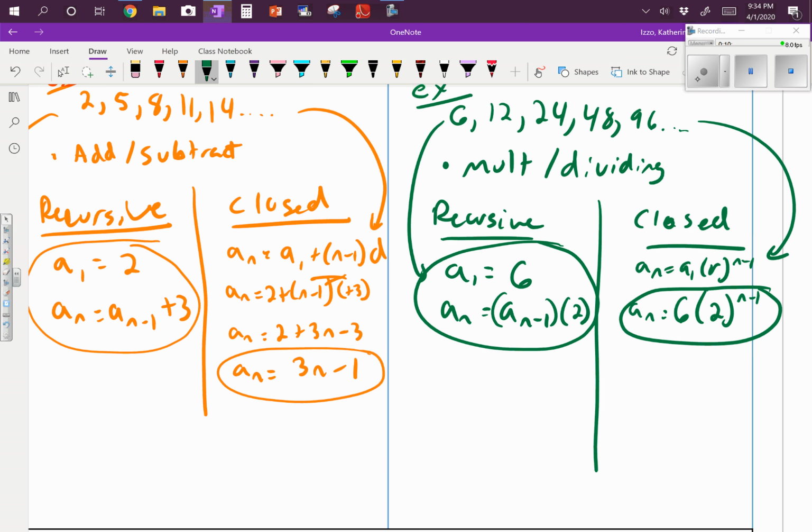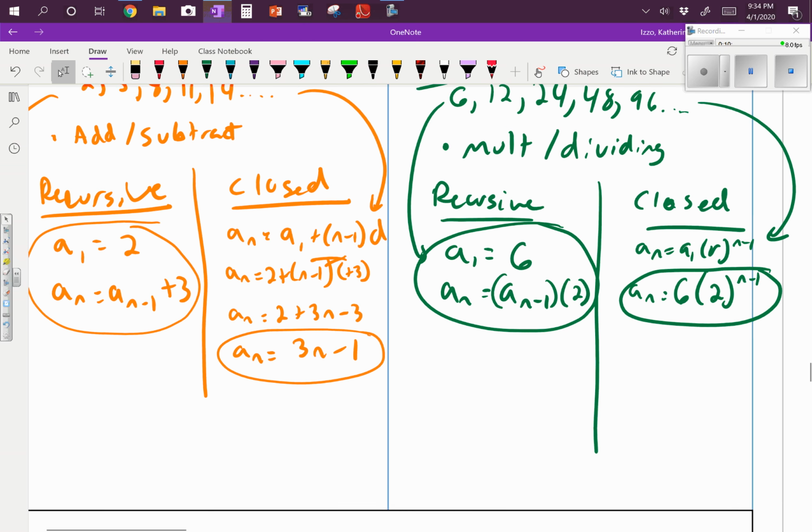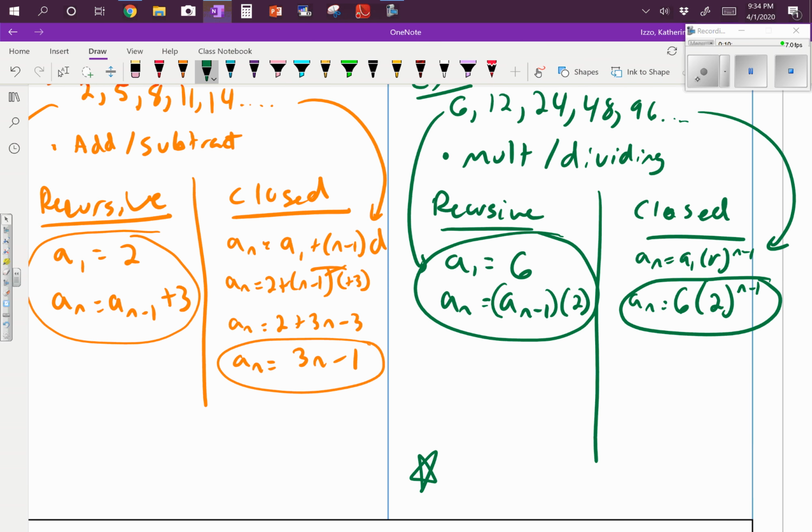Now, just be careful for this one. I want you to draw a little note here, a star. If I were to divide by a number, so if I were to divide by, let's say 5, that would be the same as multiplying by 1/5.